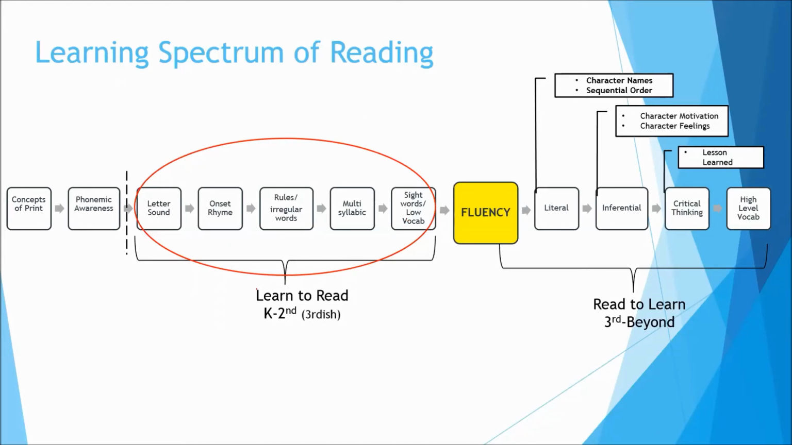So this spectrum right here, again, is K through second, sometimes the beginning of third. When a child is able to master all of these skills, they are reading fluently. They are ready to now read to comprehend. The caveat is I'm not saying that in kindergarten you're not teaching character names and motivation and lesson learned and all those things. Yes, in kindergarten you want to promote the understanding of the story, but the essential part of kindergarten, first, second, and even the beginning of third is to really make them strong readers through decoding and word recognition.